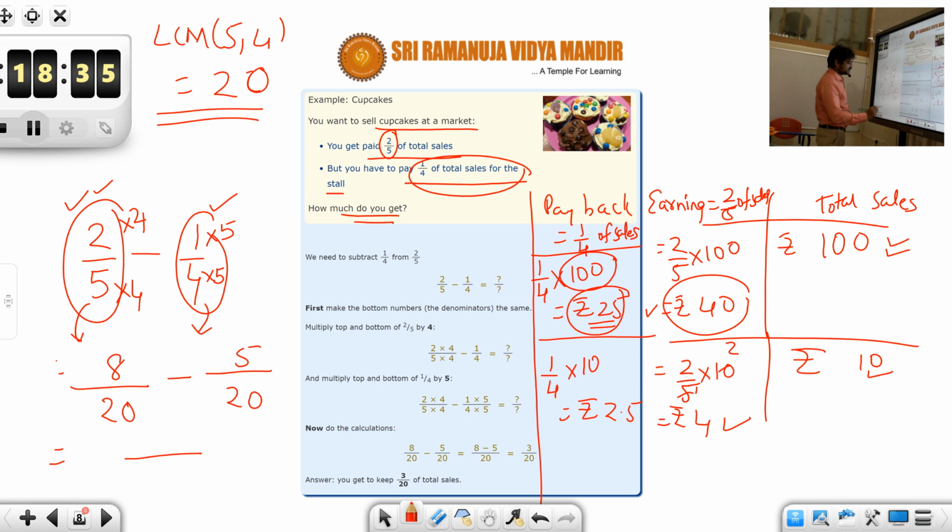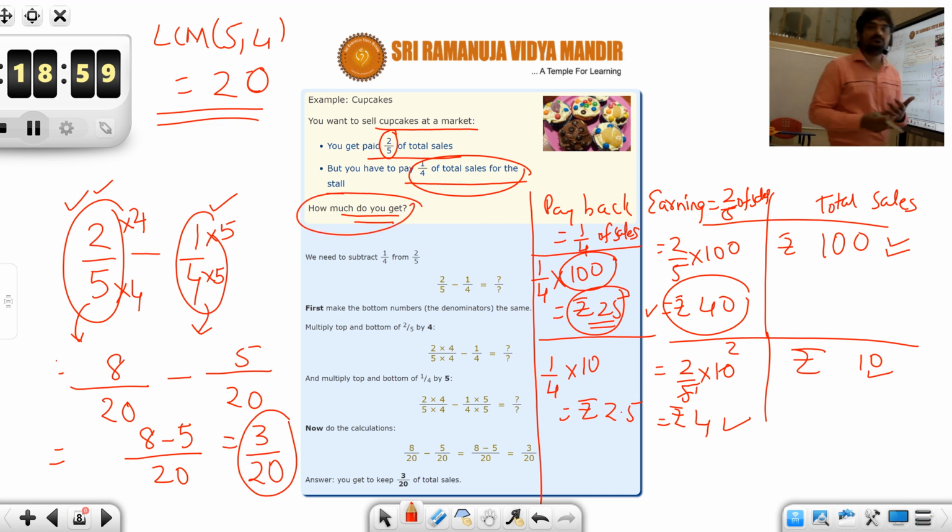Can you simplify this fraction further? No. So 3 by 20 is a simplified fraction. So how much do you get? It is 3 by 20 of what amount? 3 by 20 of the total sales.